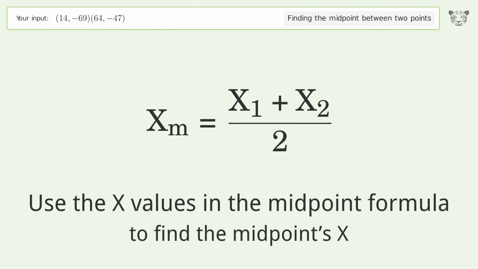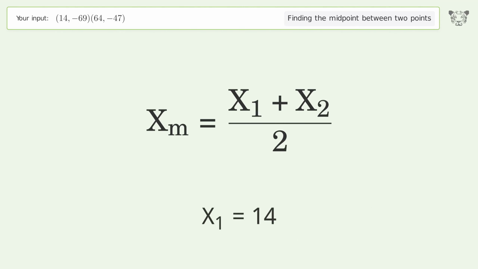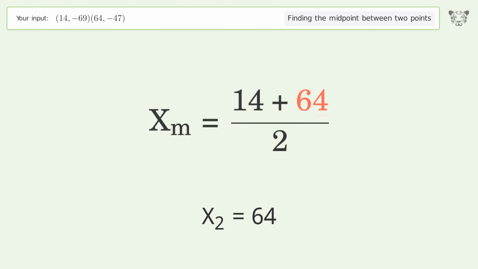Use the x values in the midpoint formula to find the midpoint's x. x1 equals 14. x2 equals 64. Simplify the arithmetic.